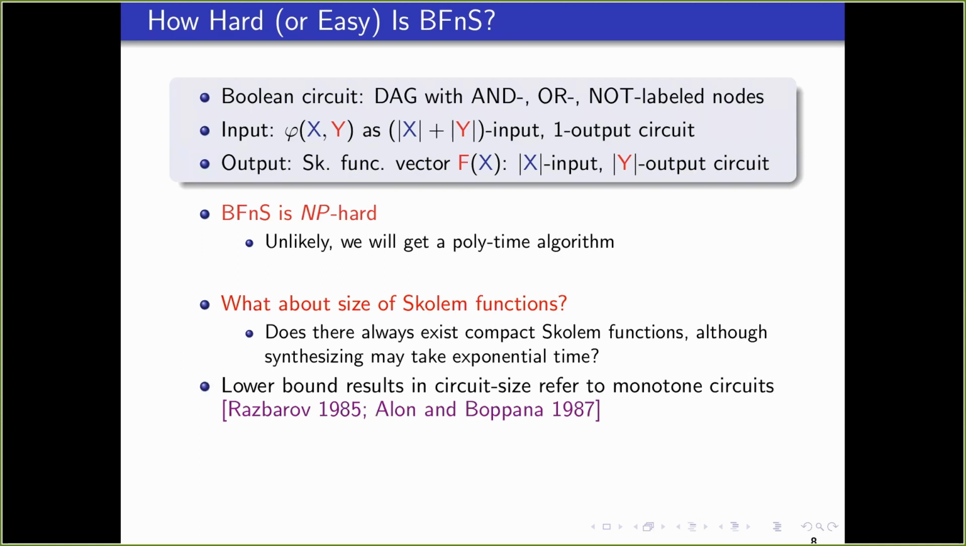But the important thing there is that the lower bound results in circuit size don't directly apply here, because the lower bound results in circuit size refer to monotone circuits. And what is a monotone circuit? A monotone circuit is one where the output can't change from 1 to 0 if the input changes from 0 to 1.